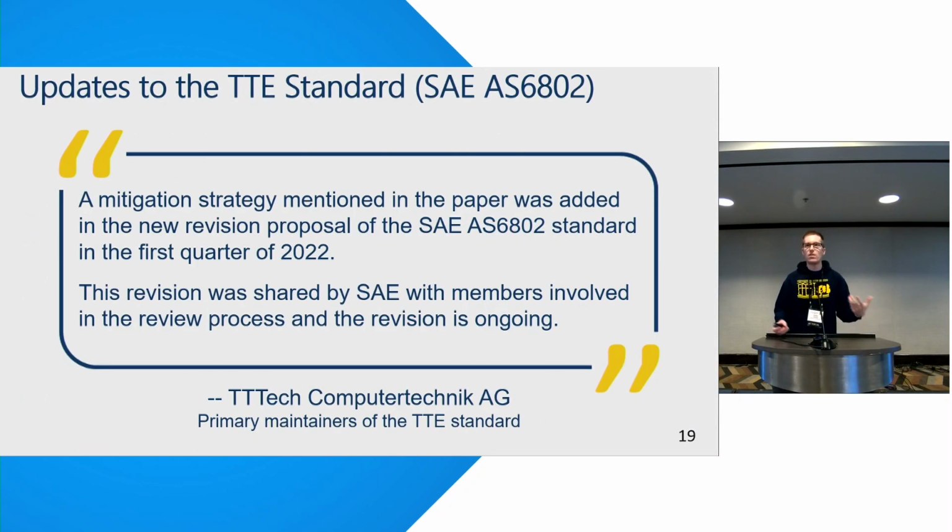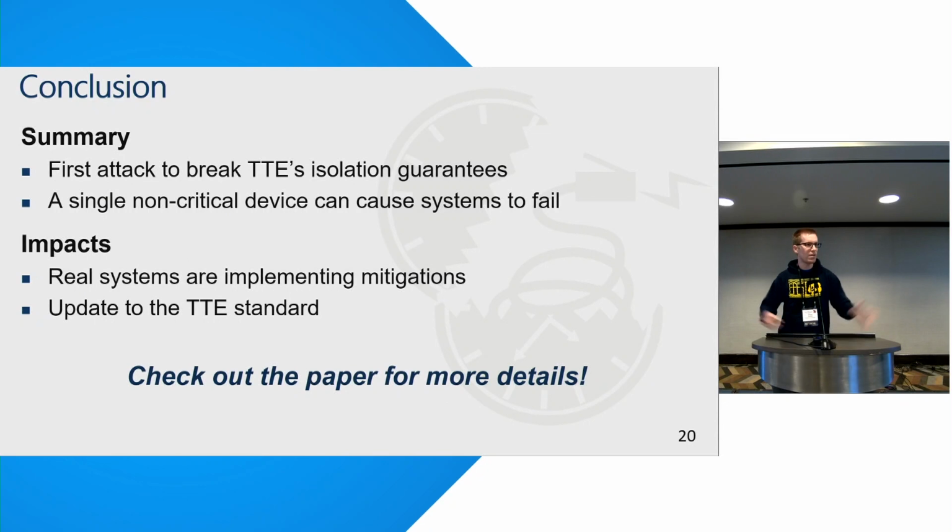Another big impact of this work is that it's actually driven changes to the TTE standard itself. This is a statement from TTTech Computertechnik, who's one of the primary maintainers of the TTE standard, where they said that a mitigation strategy mentioned in our paper was added to a new revision of the standard. Specifically, what this will do is make it so that when you cut the header off of a frame in flight, the resulting fragment can never be big enough to be considered a legitimate synchronization message. It's basically increasing the size of a legit synchronization message as big as possible, and that should be able to prevent the attack.